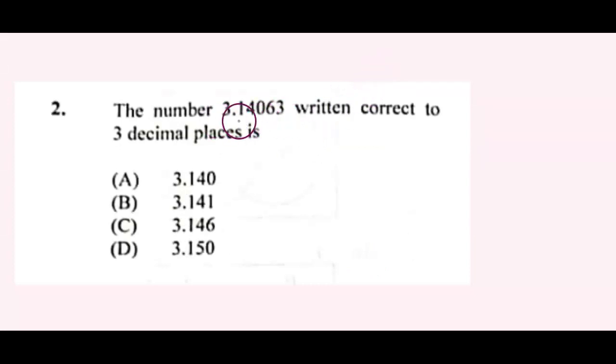Number 2. The number 3.14063 written to 3 decimal places is... Now remember, decimal places always start from the point. So this is your first, your second, your third, fourth, and your fifth. Your third decimal place is actually the 0. So you're going to look at the 6. The 6 is more than 5, so that 0 is going to become a 1. So your answer is going to be 3.141, which is B. So number 2, B.